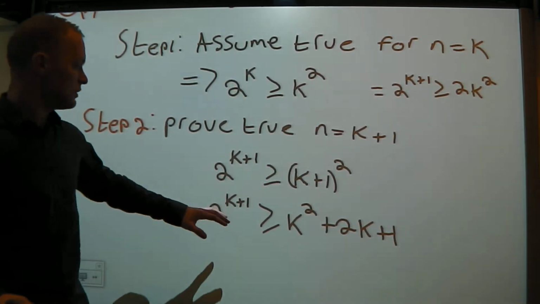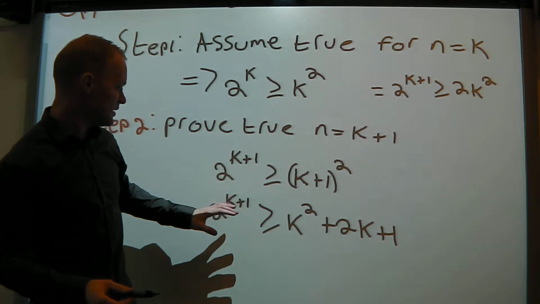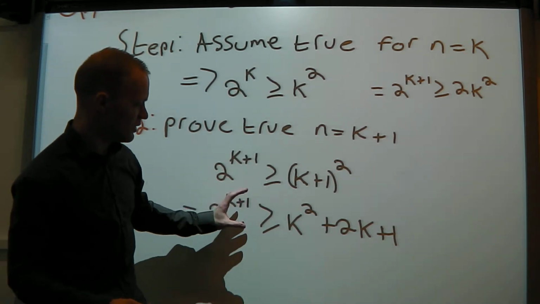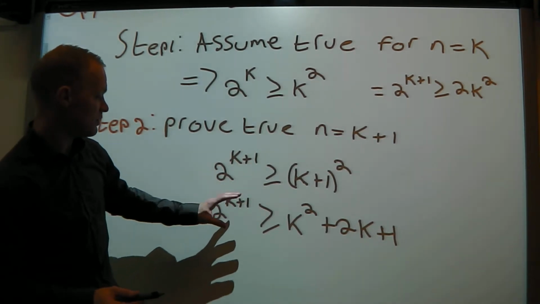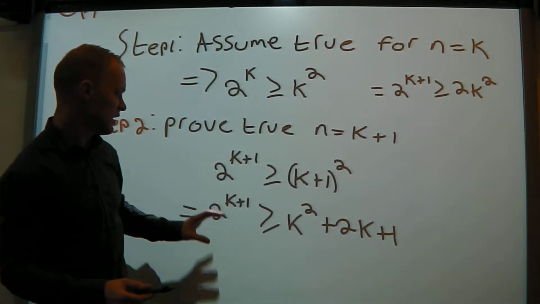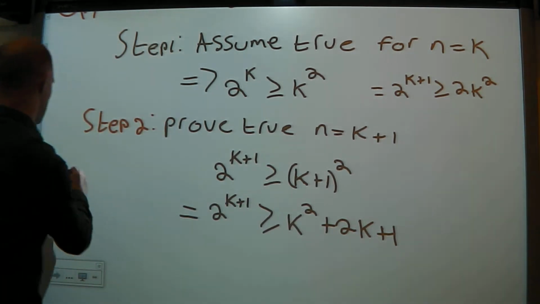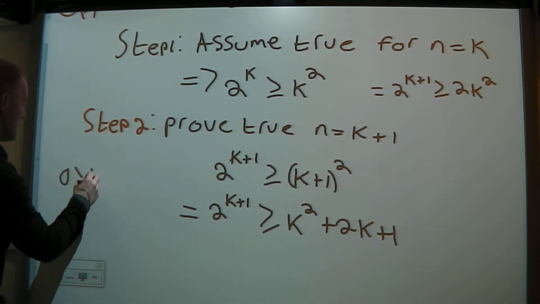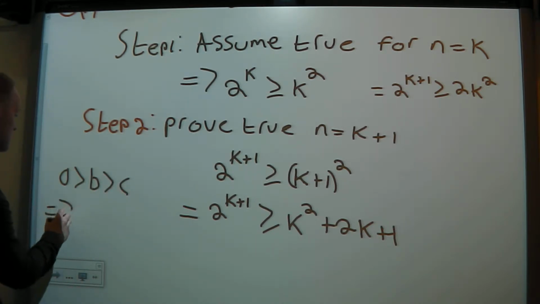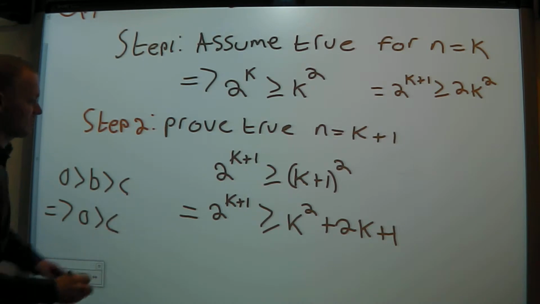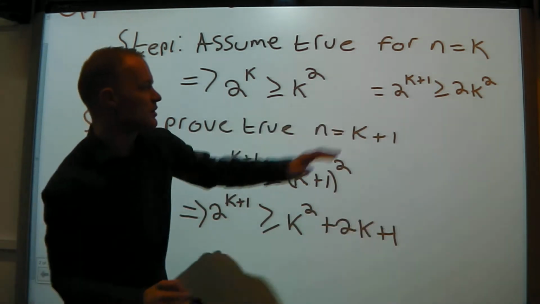Now we also know that 2 to the power of k plus 1 is greater than or equal to 2k squared. So if we replace this with 2k squared, and we find out that 2k squared is greater than this term, then that implies that 2 to the power of k plus 1 is greater than this term. So I'll just write that down and say A is greater than B is greater than C, and that implies A is greater than C. So that's effectively what I'm doing here. I'm just going to replace the 2 to the power of k plus 1 with 2k squared.